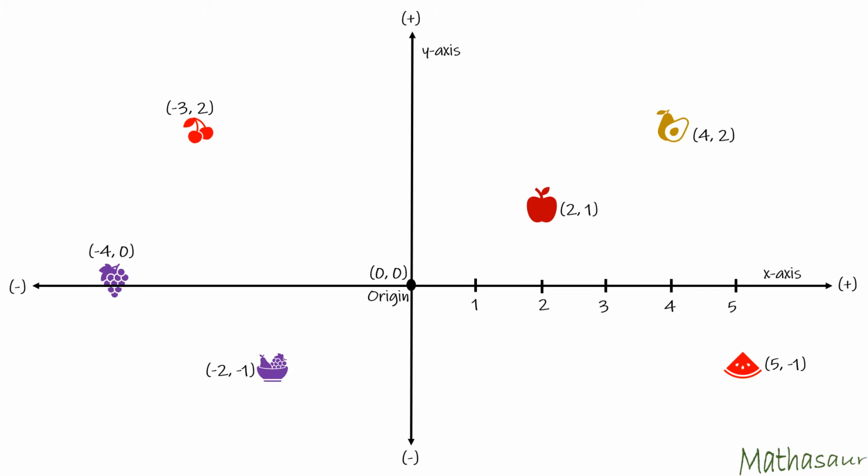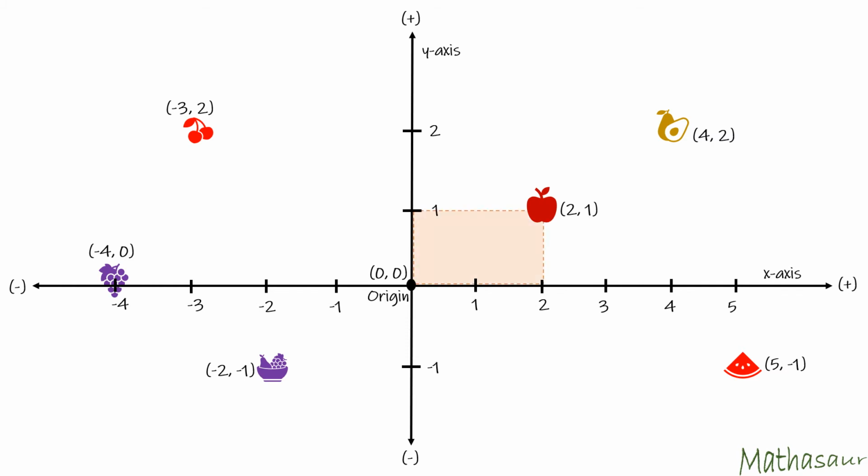Now let us draw the numbered line on these axes. So we can mark 1, 2, 3, 4, 5 on the positive x-axis and -1, -2, -3, -4 on the negative x-axis. If it helps, these points on the numbered line are actually indicating the number of trees that we would have to cross in order to reach them. Now let us draw the number line on the y-axis. So we have 1 and 2 on the positive y-axis and -1 on the negative y-axis.